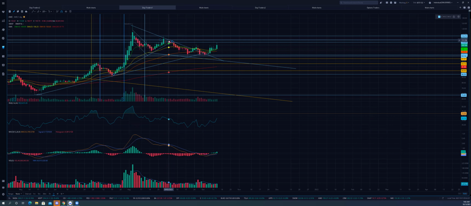Now this one here failed, right? You see this one here failed, and then that's when it went down. So this is where you will take puts if it didn't break to the upside right here at 111, somewhere around here, and then went down.